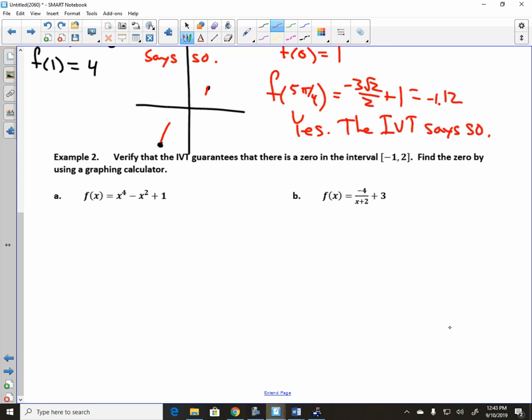It says verify that the IVT guarantees that there is a 0 in the interval -1, 2. Find the 0 by using a graphing calculator. So what we have is somewhere you have x values of -1 and 2, and a corresponding y value. We don't know if the graph goes like this, or maybe the graph goes like this. We don't really know what's happening, but how could I guarantee that it has a 0?